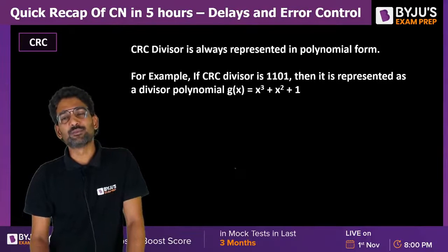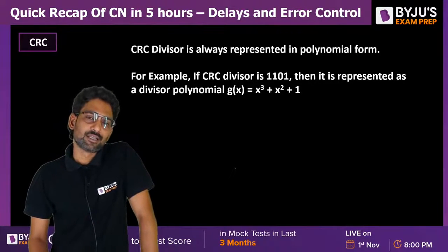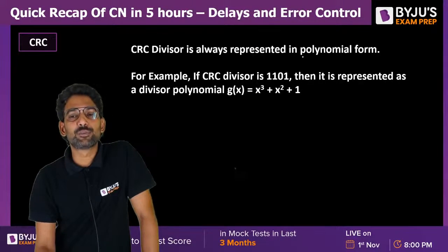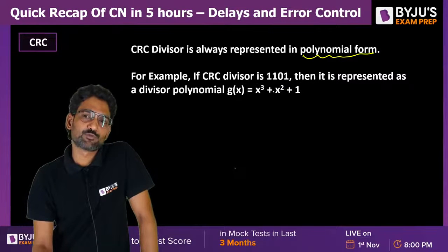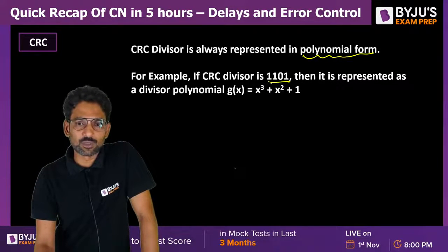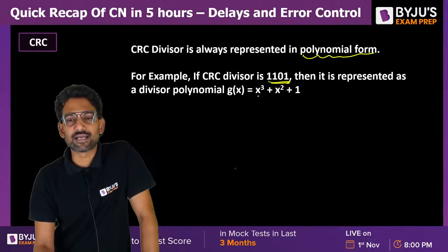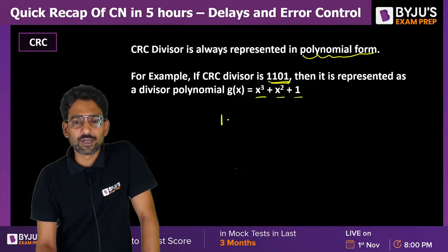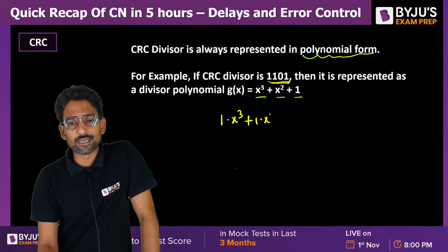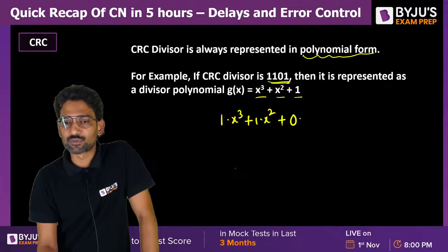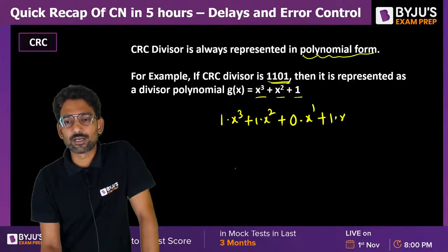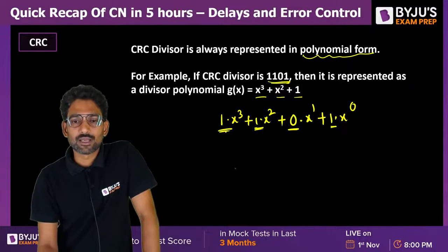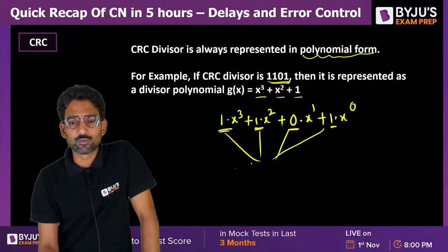Let's see an example before that. In CRC, the divisor is usually represented in polynomial form, not in binary. For example, if the divisor is 1101, that is represented as x cube plus x square plus 1. X cube means 1 into x cube, 1 into x square, there is no x power 1 term, so 0 into x power 1, plus 1 into x power 0. So you take the coefficients of these x terms, and that is how it is 1101.